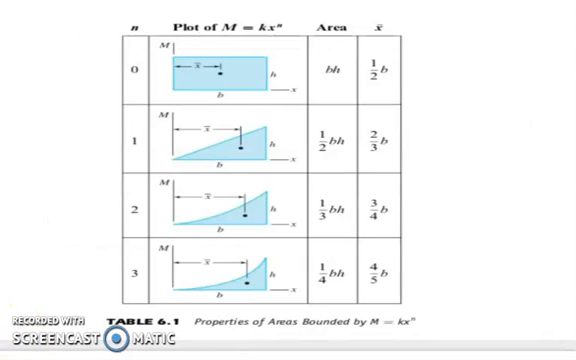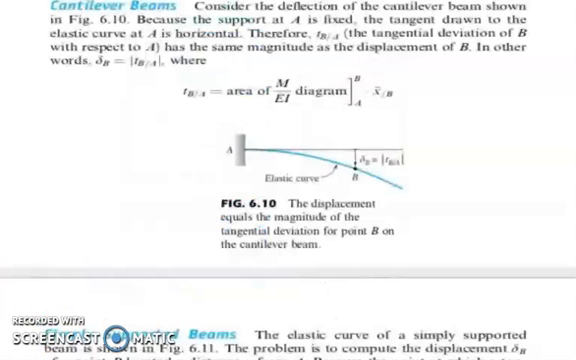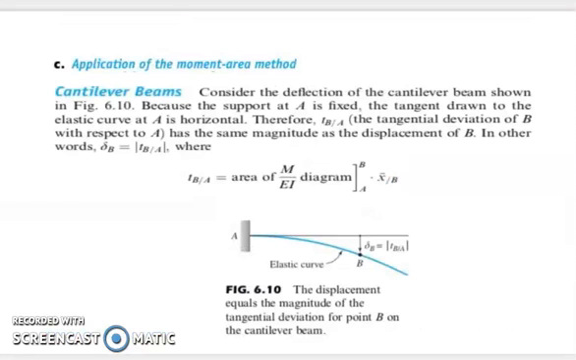So it represents the sum of the moments of the forces to the right and to the left of B respectively. We have here a table showing the properties of areas bounded by M, which is equal to K times X raised to N. For different figures, we could identify the value for our M, which is equal to K times X raised to N.